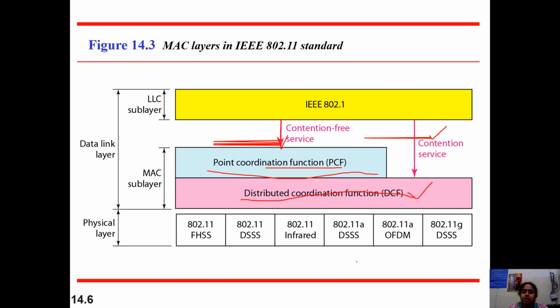Point coordination function uses contention free service because the access point takes the decision. They don't have to compete with one another. On the other hand, stations using DCF in such a network use contention service because stations have to be contenders of one another. So this is all about the physical layer and MAC sublayer specifications of the 802.11 standard.